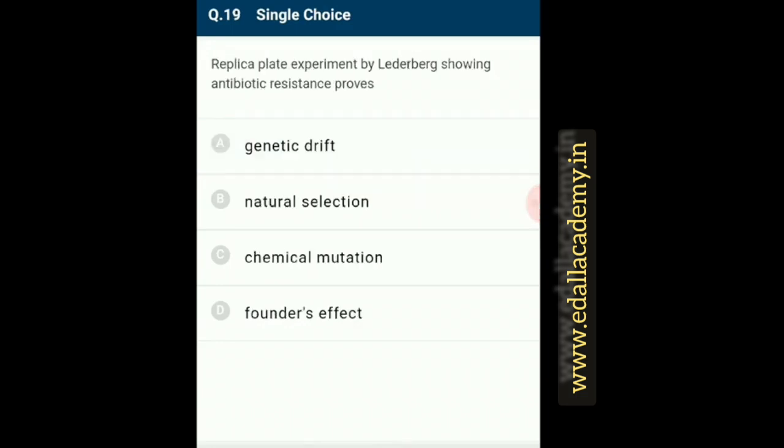Question number 19. The replica plate experiment by Lederberg showing antibiotic resistance proves what? The replica plate experiment was conducted by Joshua Lederberg and Esther Lederberg in 1952. This demonstrated the genetic basis of drug resistant mutation in E. coli bacteria. This experiment proves antibiotic resistant strains of bacteria were able to survive antibiotics because these bacteria had the resistance before their exposure to it. This is an example of natural selection. So the answer is option B, natural selection.